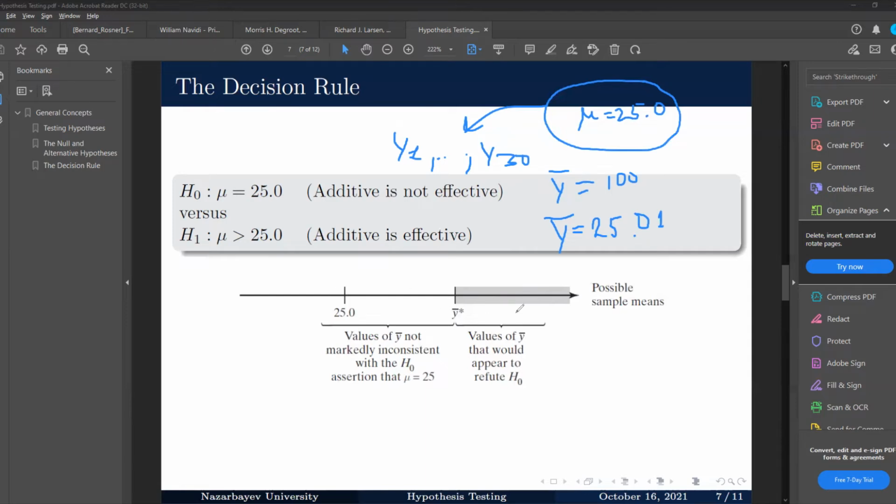Here, after some value of y bar star critical, we'll reject our null hypothesis, and up to this point, if our values are too close to 25, we're assuming that our null hypothesis is true and the new fuel additive is not effective.